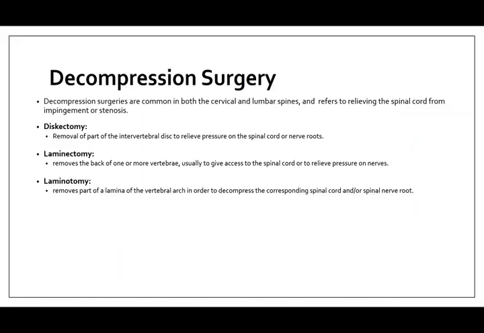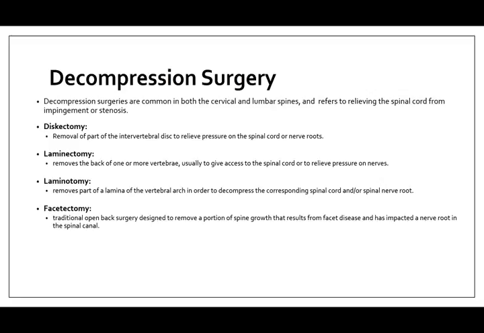A laminotomy removes part of the lamina of the vertebral arch in order to decompress the corresponding spinal cord and/or spinal nerve root. And as you can already see, each of these is done to relieve pressure. This would be taking out the lamina.